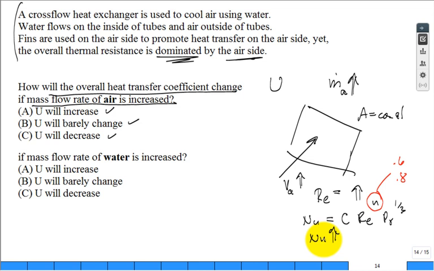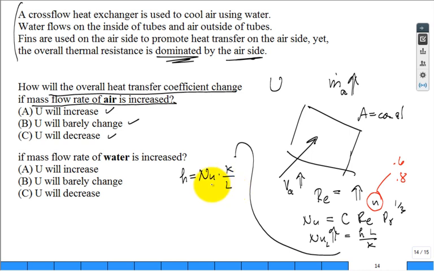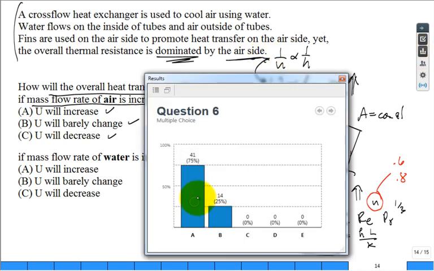All right? If the Nusselt number goes up, and the Nusselt number is defined as h times some length scale L divided by k, h is equal to the Nusselt number times k over L. If the Nusselt number goes up, what does the h do? Goes up. And if U is proportional to h, Professor, I thought you said 1 over U is proportional to 1 over h. Isn't that the same? It's the same. So if h goes up, what does U do? Goes up.